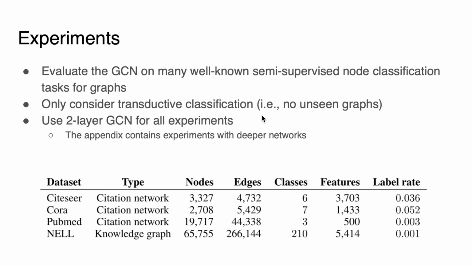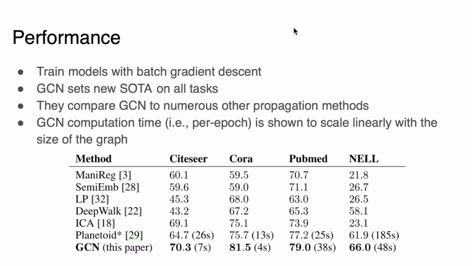For all of these experiments, the authors use a two-layer GCN. However, in the appendix, there are some experiments with deeper networks up to 10 layers. The GCN is always trained with batch gradient descent, which equates to just feeding the entire graph through the GCN at each iteration. And when you look at the performance of the GCN across the various experiments, it actually sets the new state of the art on all the tasks that were considered. So the GCN is compared to several other propagation methods that were previously proposed, and it performs quite favorably.